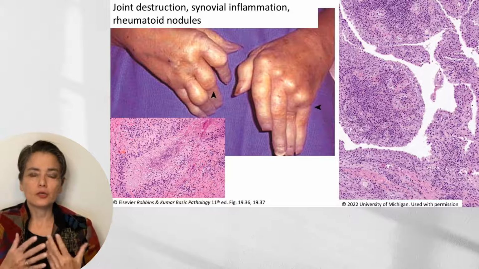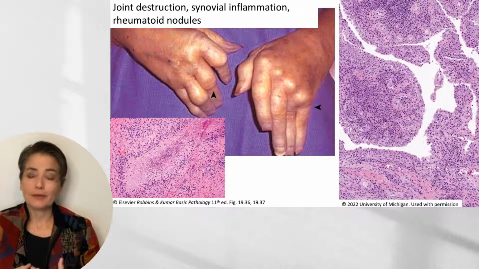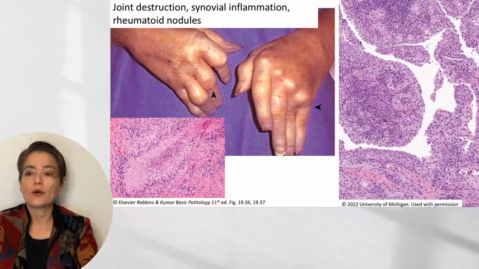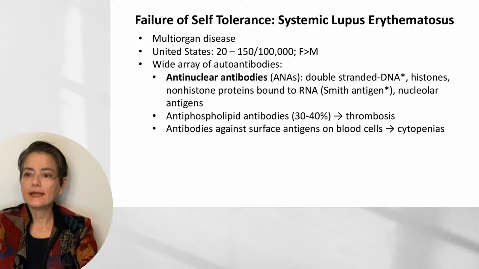So this is looking at a disease that is primarily driven by T cells, and which is primarily looking at a single organ system. Let's now transition over to systemic lupus erythematosus, which is characterized by a failure of self-tolerance. So as the name itself tells you, systemic, this is a multi-organ disease.